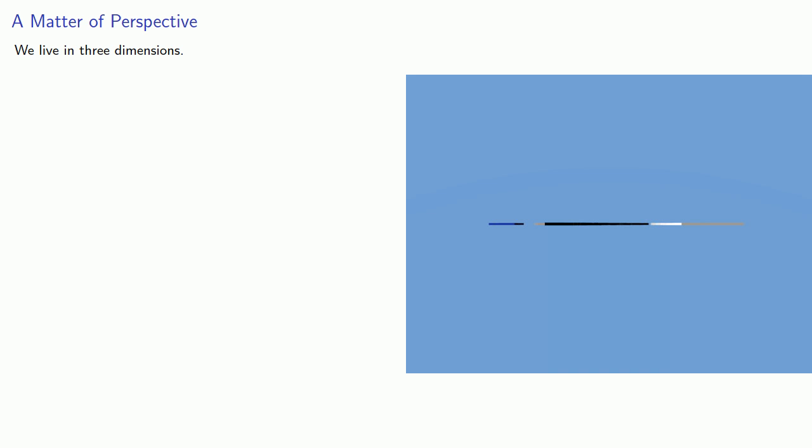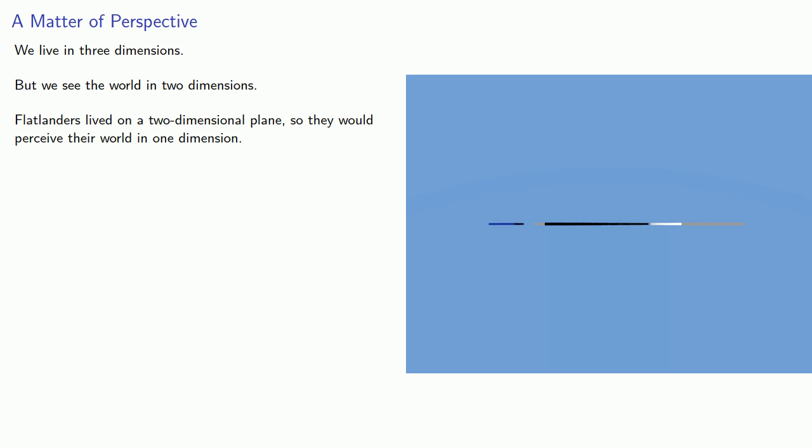To understand this, we might look at it in the following way. We live in three dimensions, but when we see the world, our images of the world are in two dimensions. Similarly, Flatlanders live in a two-dimensional plane, so they would perceive their world in one dimension. And we can mimic this by imagining looking at objects through an infinitely narrow slit.